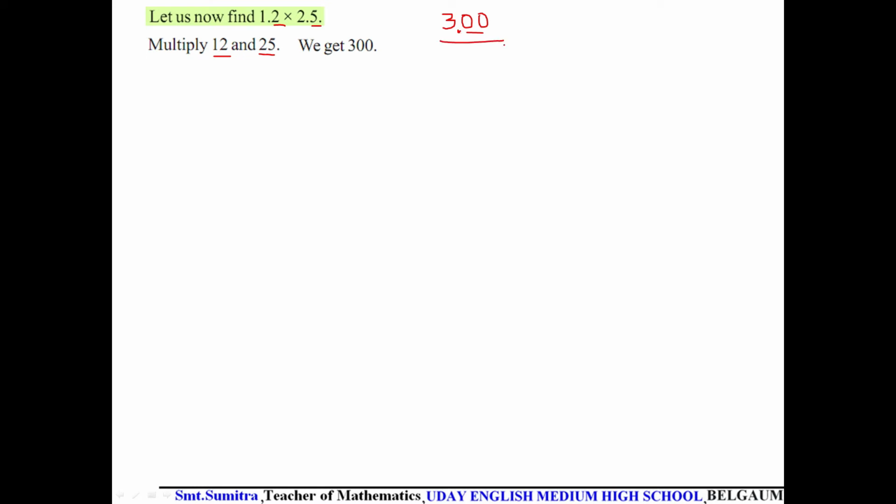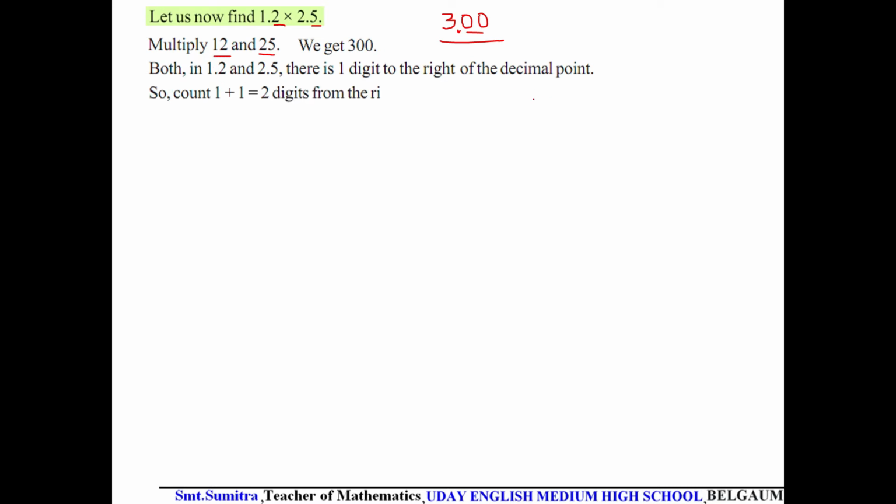I'll explain. Both in 1.2 and 2.5, there is 1 digit to the right of the decimal point. So count 1 plus 1, 2 digits from the rightmost digit in 300 and move towards the left. We get 3.00 or 3. Therefore, 1.2 into 2.5 is 3.00 or 3.